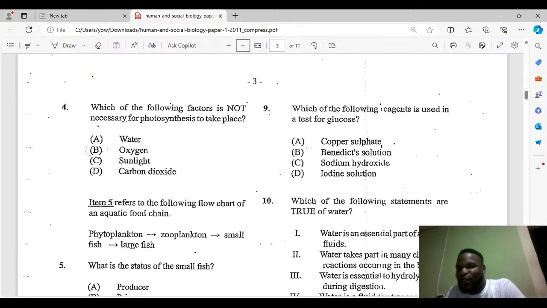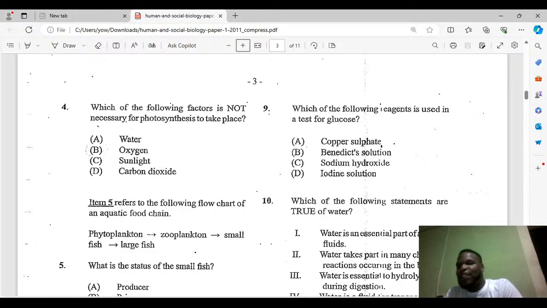JJ, remember, don't swat, right? We are learning at the same time. You learn from your paper then. All right, so sodium hydroxide is used to test for protein.